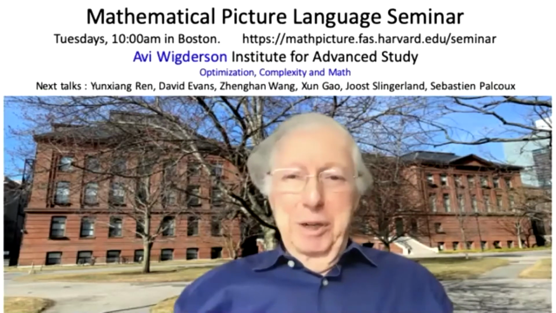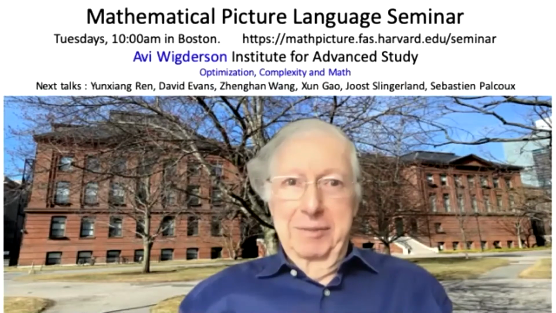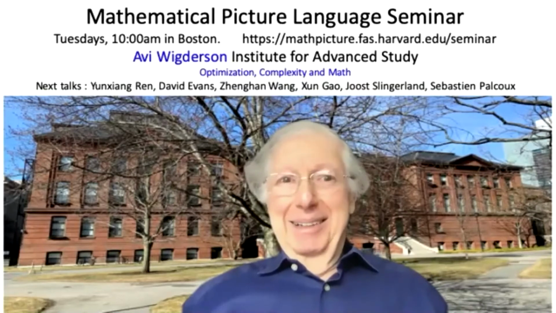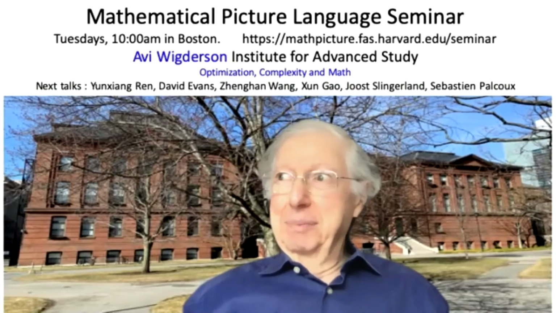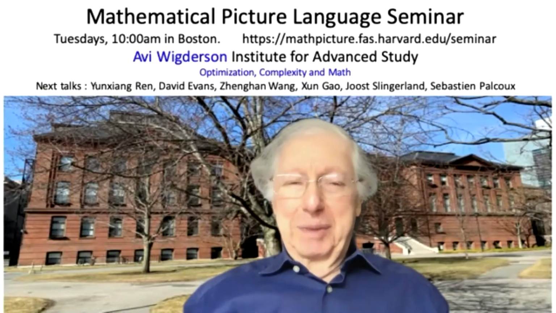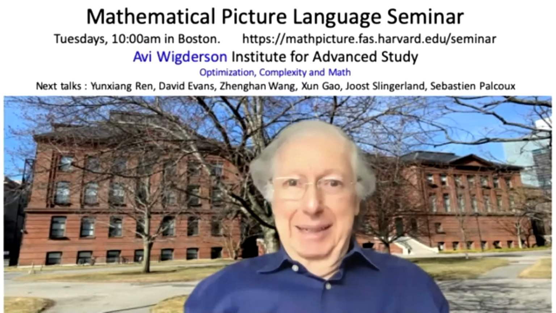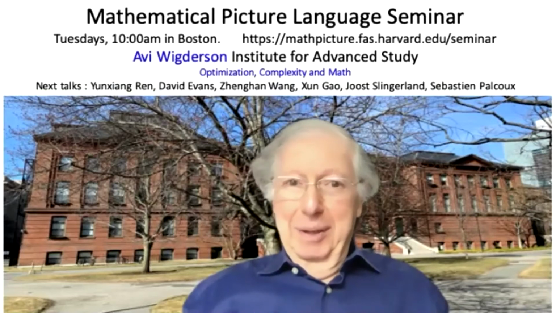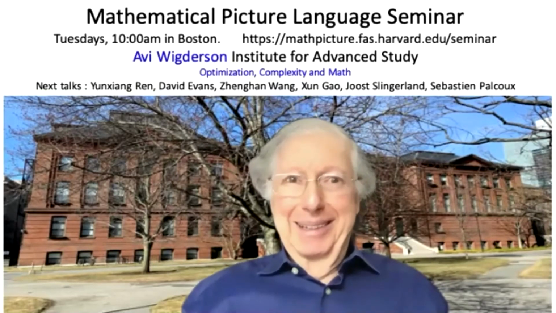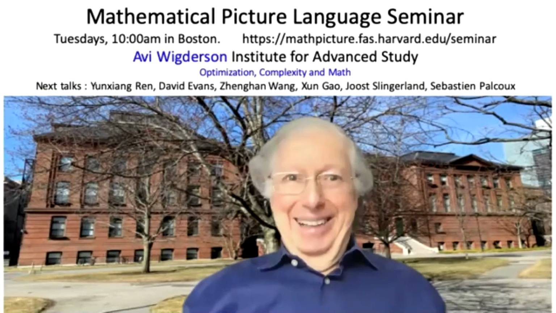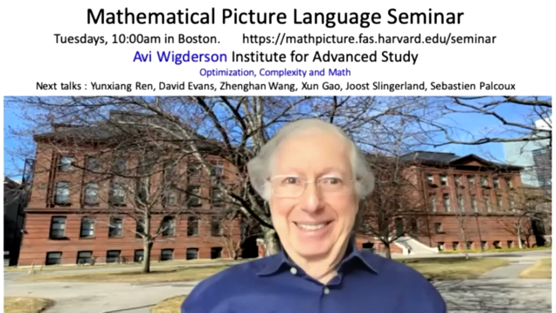And today we're really happy to have Avi Wigderson from the Institute for Advanced Study. Avi is an expert in complexity, in computer science and many things. And he's going to tell us about optimization, complexity, and mathematics, or how can you solve P is not equal to NP using gradient flow. Avi, the floor is yours.